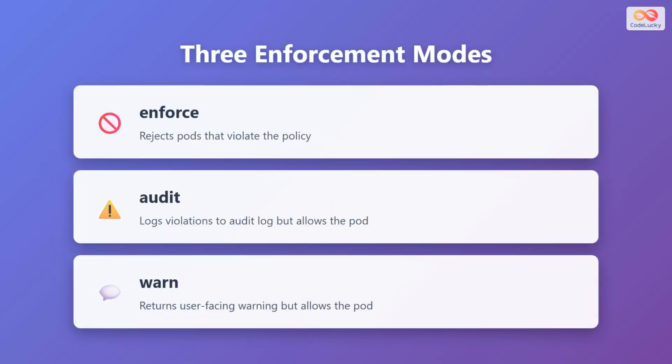Pod security admission operates in 3 different enforcement modes. The enforce mode actively rejects any pods that violate the configured policy, preventing them from running. The audit mode logs policy violations to the audit log, but still allows the pod to be created, which is useful for monitoring. The warn mode returns a user-facing warning message when violations occur, but also permits the pod to run. These modes can be used together to gradually adopt security policies.